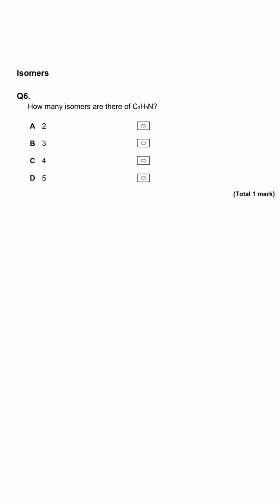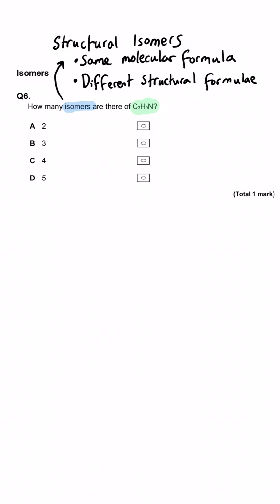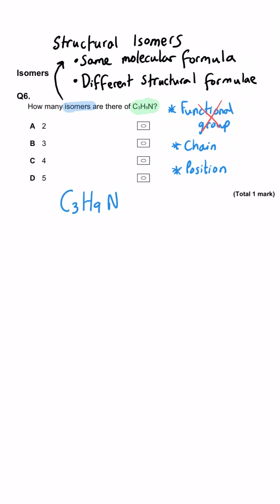Here we're being asked how many isomers there are of C3H9N. Now, this is going to be talking about structural isomers, and there are 3 types of structural isomer: functional group, chain, and position. There isn't really any other functional group that we can have here other than amines because of the number of hydrogen atoms that there are. Then we need to keep in mind position and chain. The simplest amine has got an NH2 group sticking out of a carbon chain.